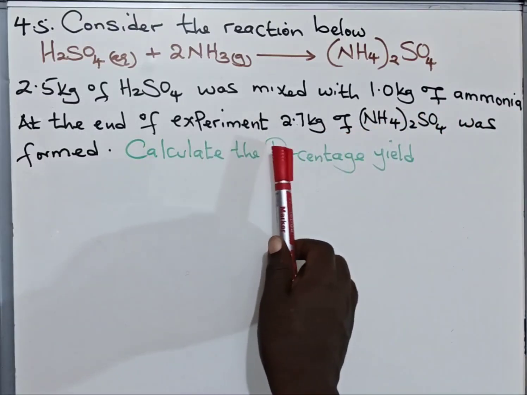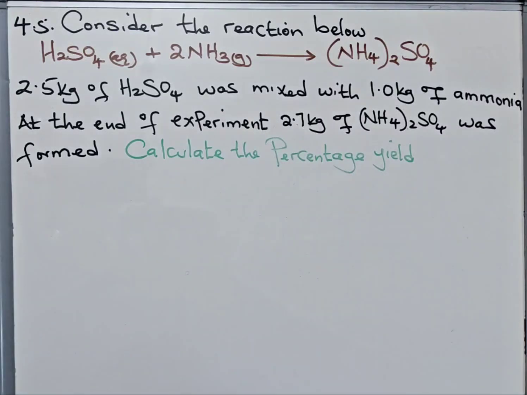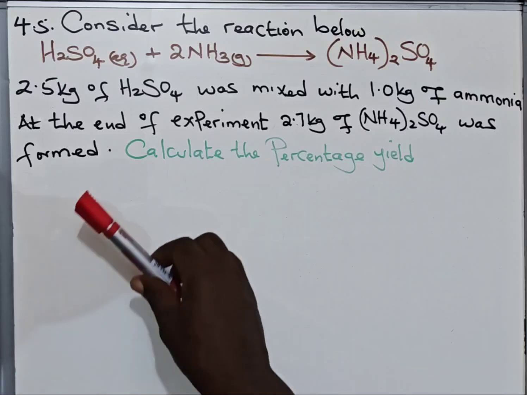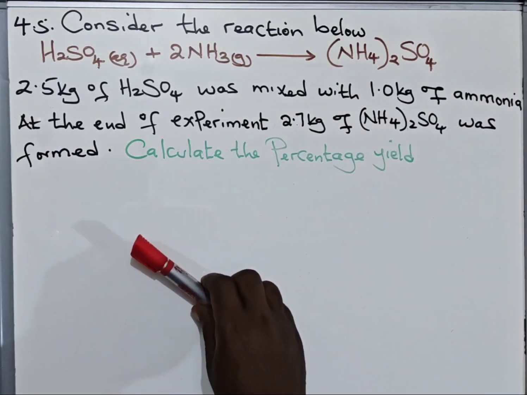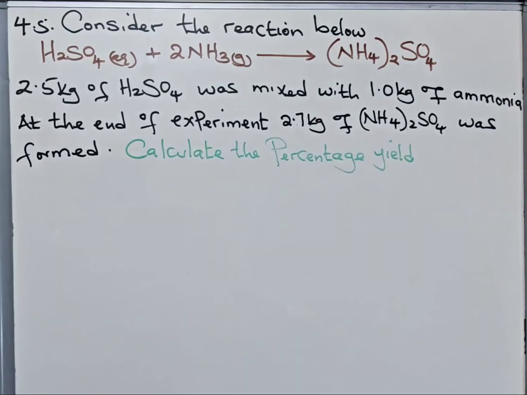At the end of the experiment, 2.7 kilograms of ammonium sulfate was formed. Then they say calculate the percentage yield. How do we go about this?